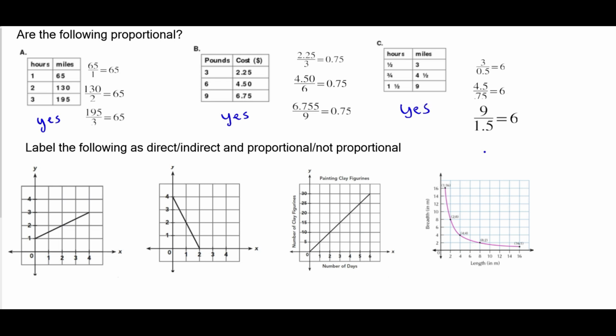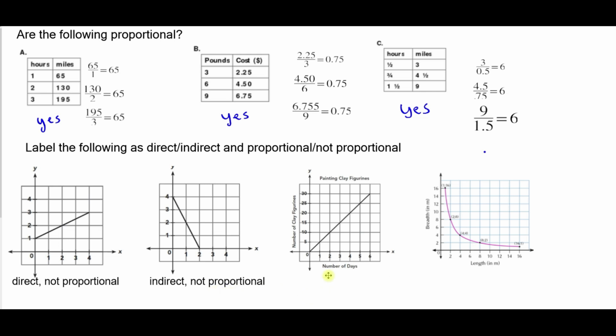Label the following as direct or indirect, and then for the second part, proportional or not proportional. Look at this one. We have a positive slope. It is direct. If I increase one x, I increase a half of y, another x, another half of y. And so this one is direct and it is not proportional. It does not go through the origin. Here I have an indirect relationship and it is not proportional as well.